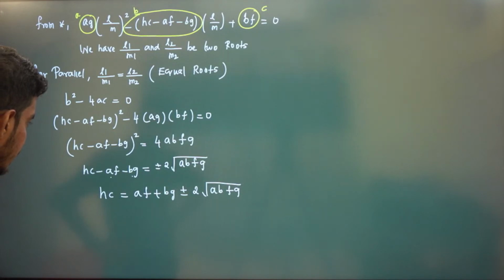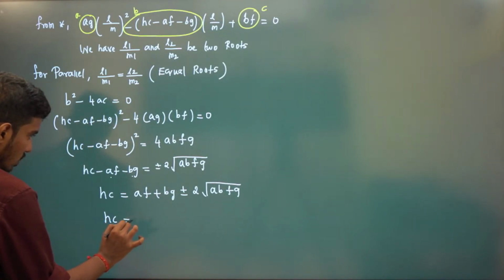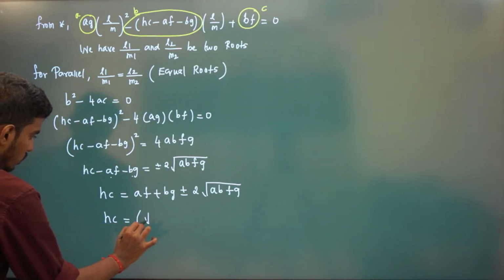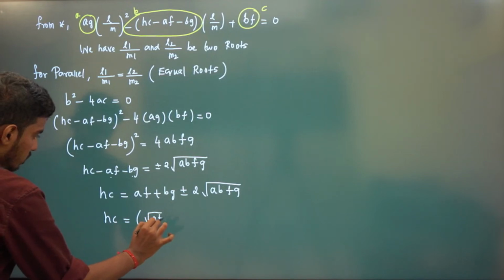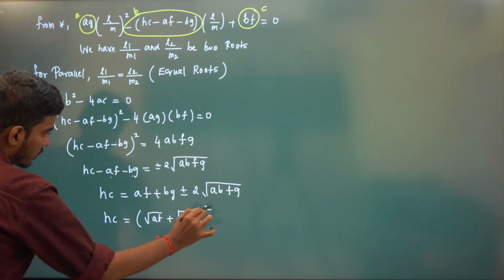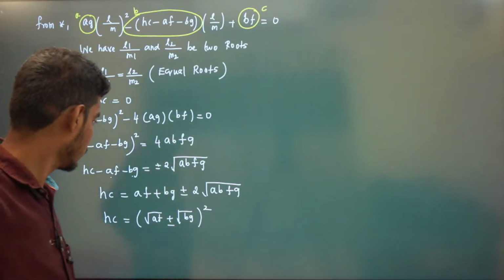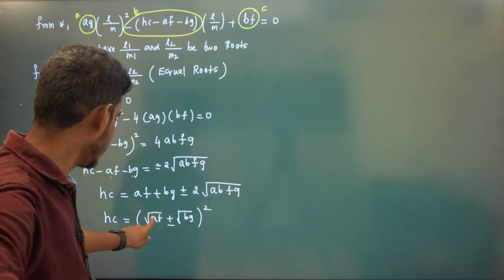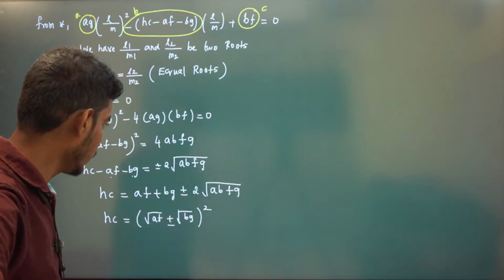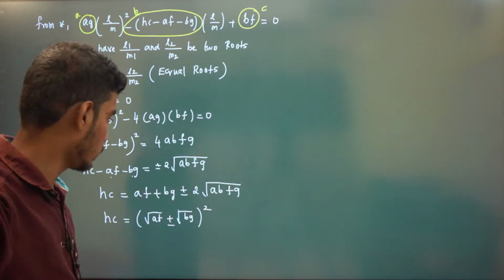Now, can I write this as (root of AF plus root of BG) whole square, plus or minus? Can I write like this? If it is plus, it means the a square plus b square plus 2ab formula. If it is minus, it means the a square plus b square minus 2ab formula.